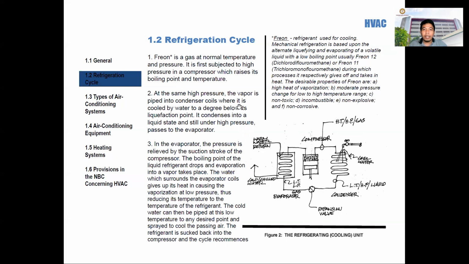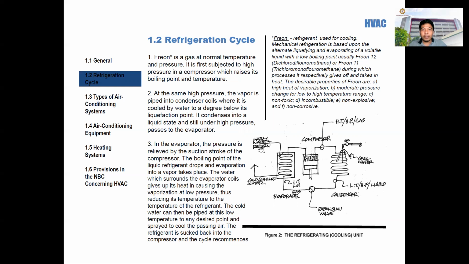At the same time, under high pressure, the vapor is piped into condenser coils where it is cooled by water to a degree below its liquefaction point. So it condenses into a liquid state and, still under high pressure, passes to the evaporators.